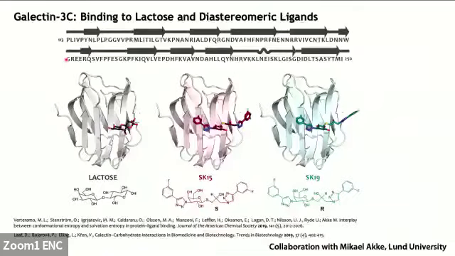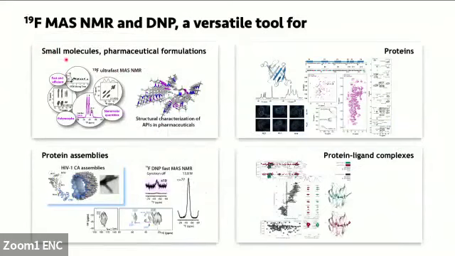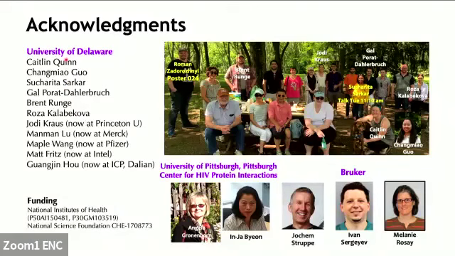I'm not going to tell you much about protein-ligand complexes, except to say that fluorine can also be used as a probe for interactions between ligand and the protein. This is recent work. I will just conclude by saying that we're quite happy at the moment because we don't have a complete toolbox yet, but we're quite close. There are a few ingredients missing, but we know that we can study small molecules, proteins, protein assemblies, and protein-ligand complexes using fluorine magic angle spinning NMR.